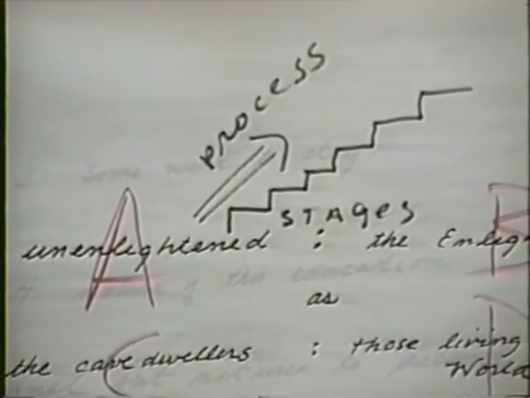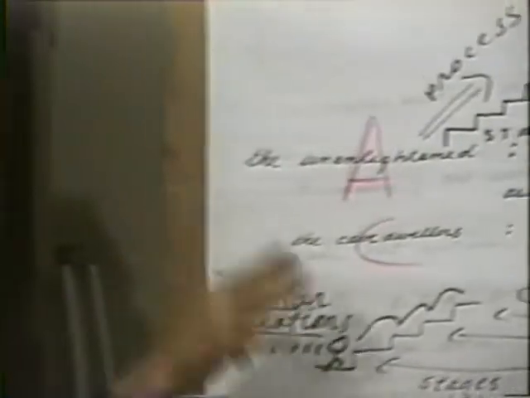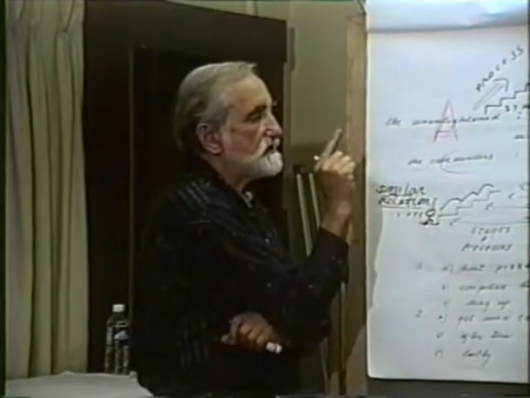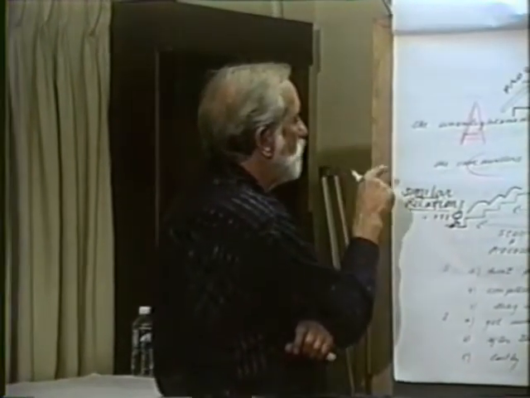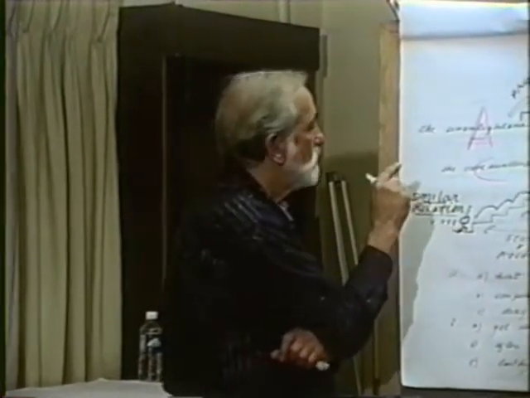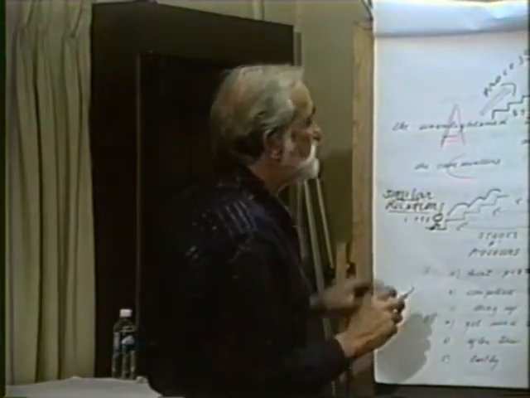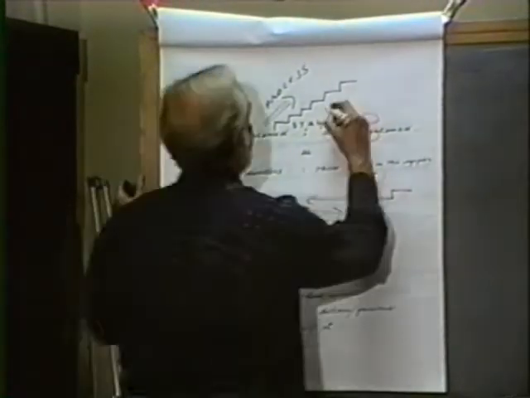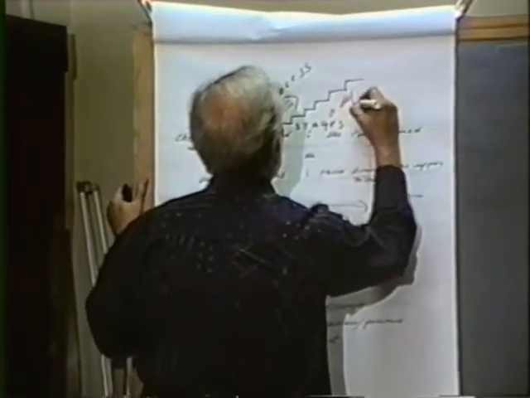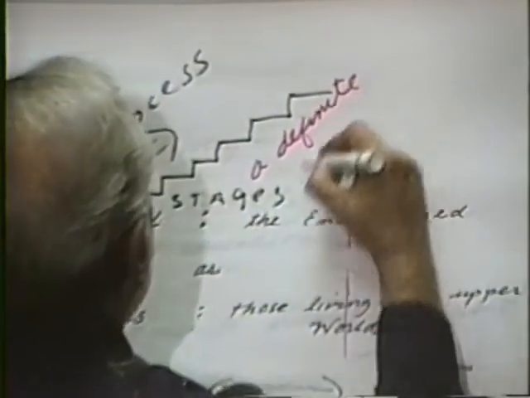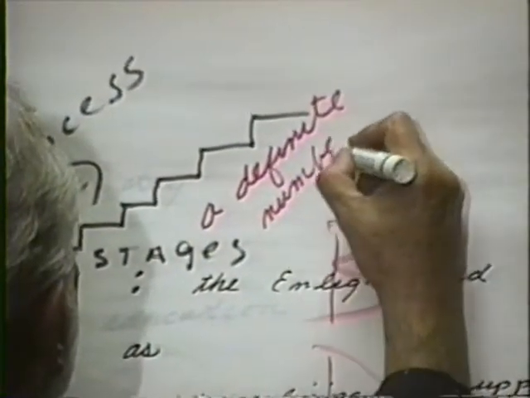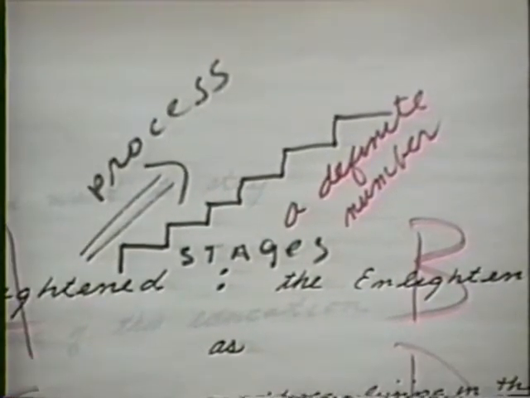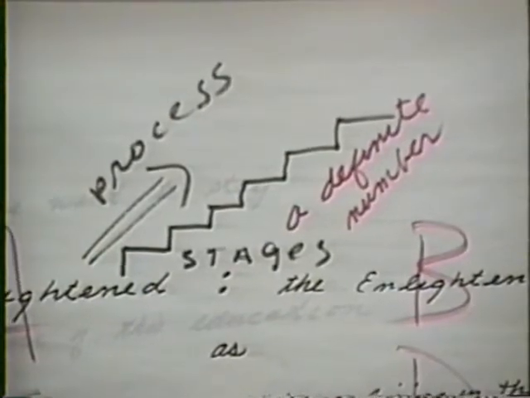Now, that means we're able to take a look at the whole problem of enlightenment and say they are definable stages in that transition from one to the other. That means there is a definite number that can be distinguished, right? A definite number. Not an infinite number, and not one, but a definite number of stages.